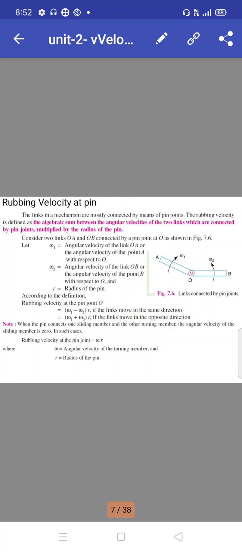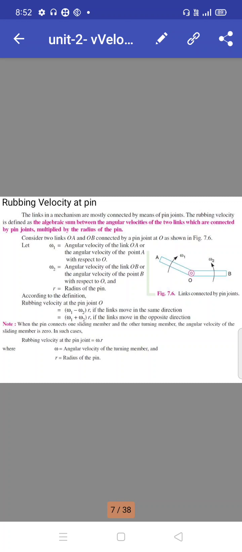Rubbing velocity at pin. The links in a mechanism are mostly connected by means of pin joints. The rubbing velocity is defined as the algebraic sum of the angular velocities of the links which are connected by pin joints, multiplied by the radius of the pin.